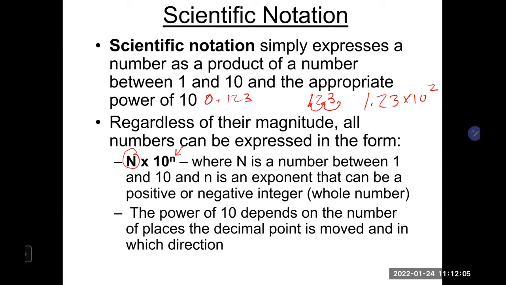As opposed to if you had 0.123, I would need to go one place to the right here to get 1.23, and this would be 1.23 times 10 to the minus 1, minus because I moved the decimal place to the right. Small numbers should have negative exponents. Questions on that there?